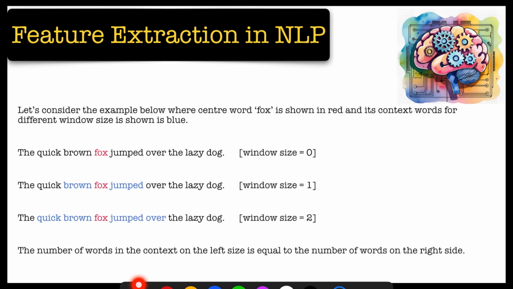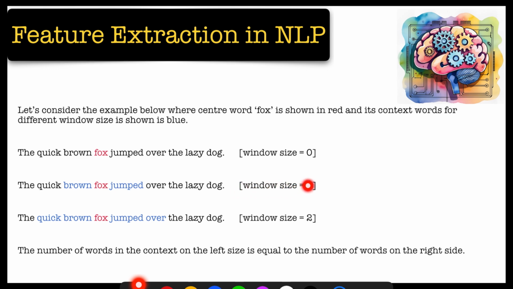Now let's try to understand with an example. Let's consider this sentence: the quick brown fox jumped over the lazy dog. Let's say we have taken one center word, fox, shown in red, and its context words for different window sizes are shown in blue. Context words are based on the window size. Here the window size is 0, so fox doesn't have any context words. Context words means neighbor words.